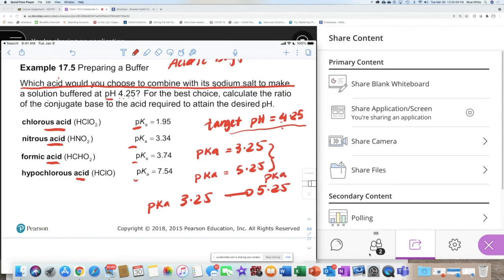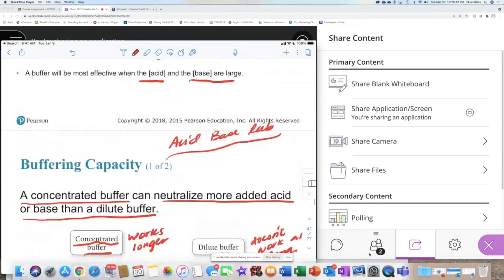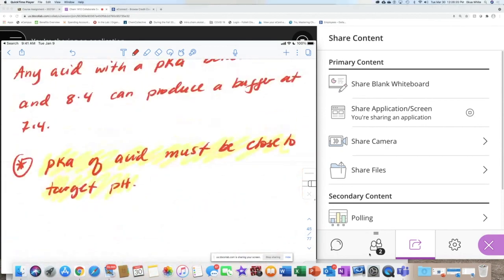So let's eliminate the ones that don't make the cut. Out, out, doesn't make the cut. These are out of range, right? So only two make the cut. If two make the cut, which is the best? From what I understood, I think I wrote it out in the notes: the pKa of the acid must be close to the target pH. Oh, so I just need to find the closest, right?